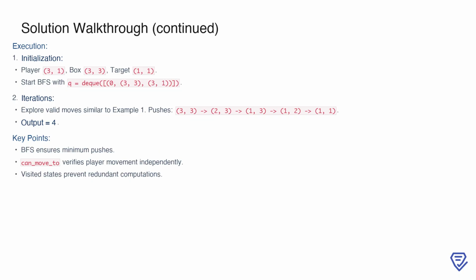Each push is carefully checked to ensure the player can reach the required positions to make the moves, and the can_move_to function validates player movement independently. By the end of the BFS process, we calculate that the minimum number of pushes required to move the box to the target is 4. This example highlights how BFS ensures the optimal solution by exploring states systematically, while the visited set prevents redundant computations.